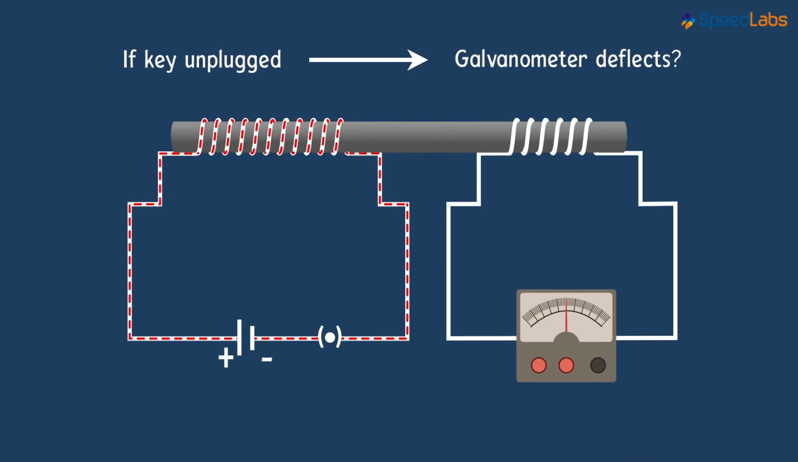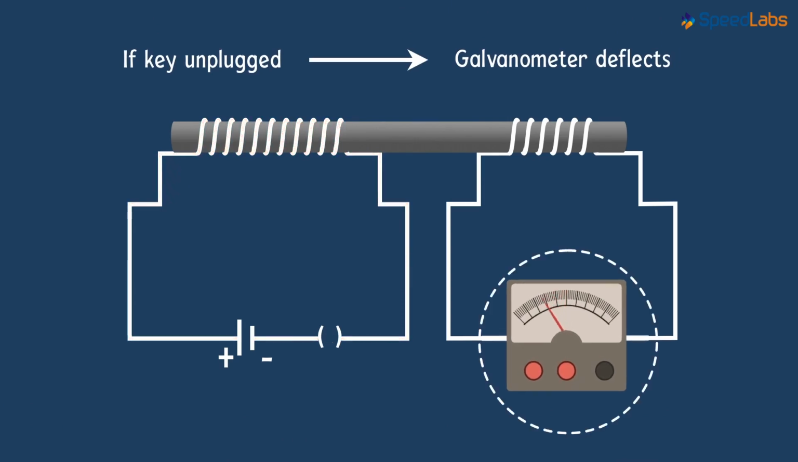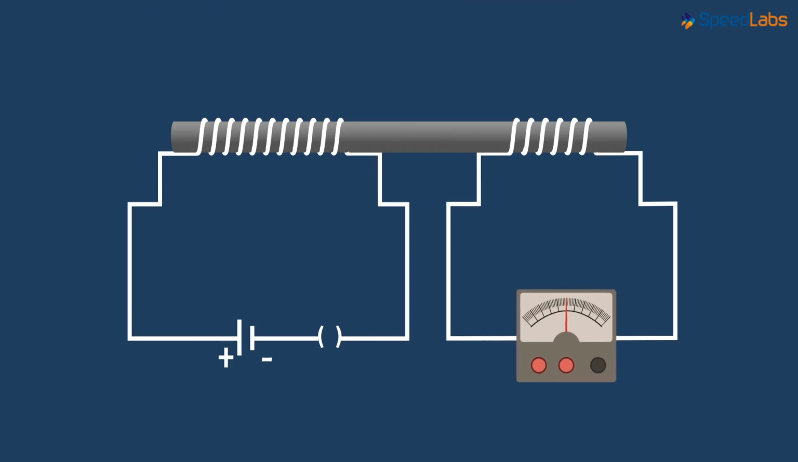Let's try it out. After we unplugged the key, we saw that the galvanometer got deflected, yes? But in the opposite direction. And after the deflection, it instantly came back to zero. Okay, so what's happening? There was no relative motion between the coils, but still current got induced in the second coil. But how? Let's find out.